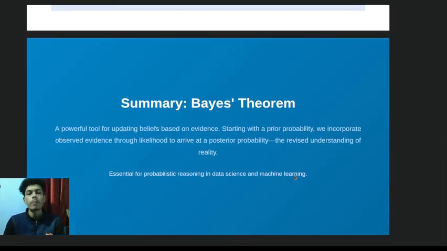Bayes theorem is a powerful tool for updating beliefs based on evidence. Starting with the prior probabilities, we incorporate observed evidence through the likelihood to arrive at a posterior probability, the revised understanding of reality, essential for probabilistic reasoning in data science and machine learning.